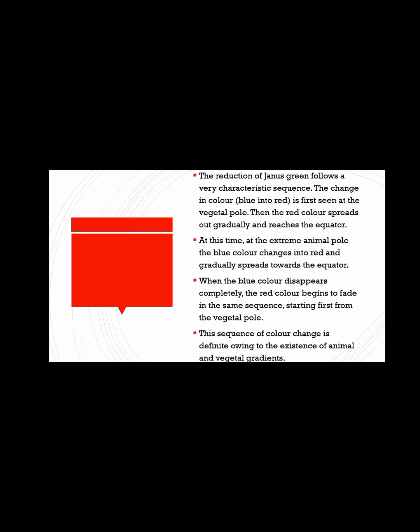The reduction of Janus green follows a very characteristic sequence. The change of color from blue to red is first seen at the vegetal pole. Then the red color spreads and gradually reaches the equator. At the same time, the extreme animal pole that is blue changes into red and gradually spreads towards the equator. When the blue color disappears completely, the red color begins to fade in the same sequence, starting first from the vegetal pole. So the sequence of the color changes is due to the existence of the animal and vegetal gradient.